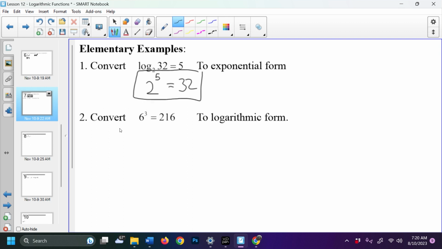Similarly, when they ask us to convert from exponential to logarithmic form, we just reverse the process. The base of the exponential becomes the base of the logarithm. The value of the exponential becomes what you are taking the logarithm of, and the exponent of the exponential becomes the value of the logarithm.